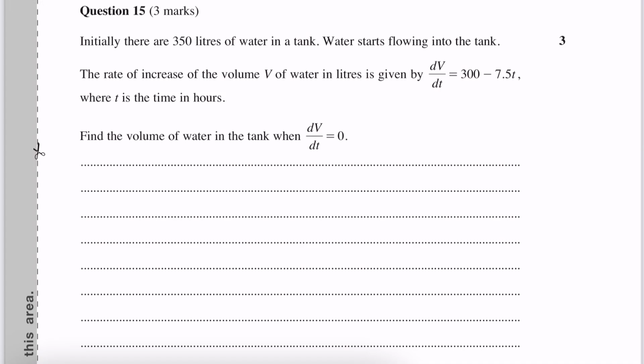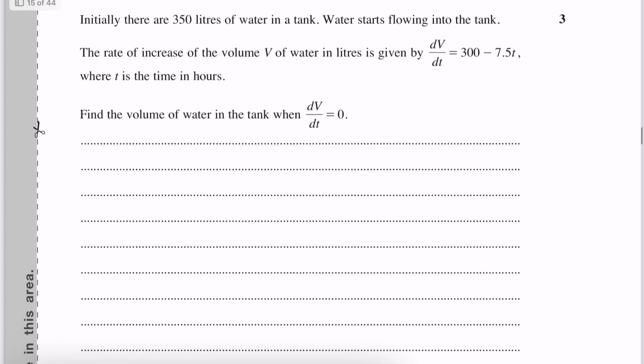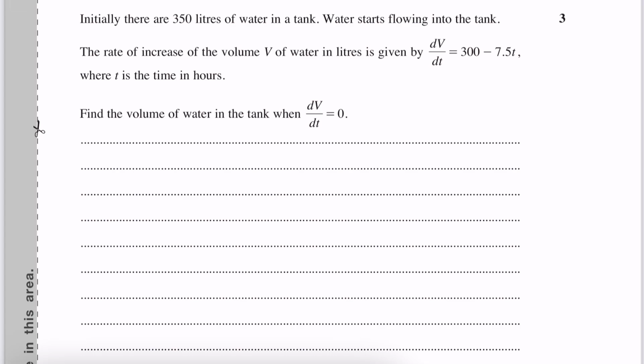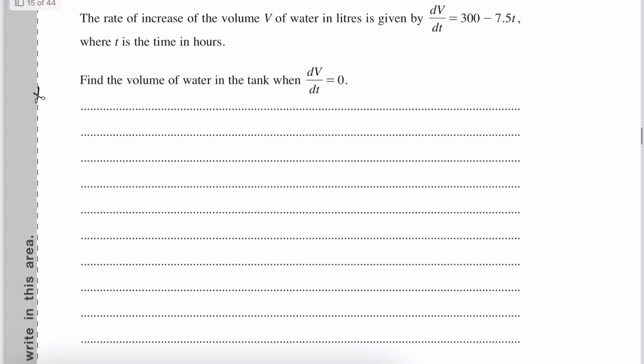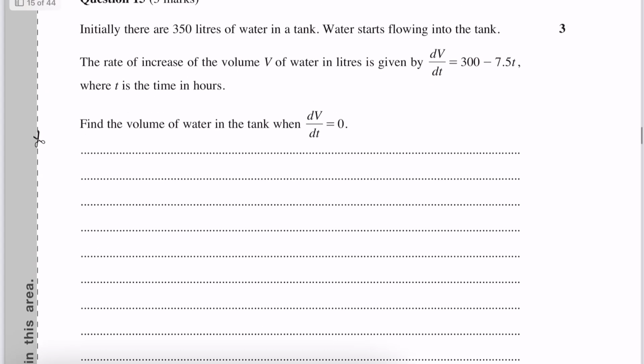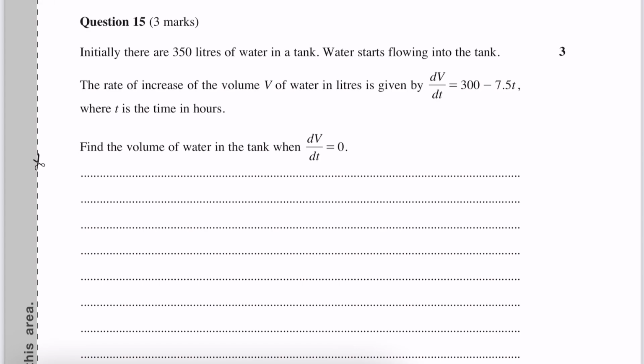Question 15 says, initially there are 350 liters of water in a tank. Water starts flowing into the tank. The rate of increase of the volume of water in liters is given by that formula there, where t is the time in hours. And they say, find the volume of water in the tank when dV/dt equals 0. Okay, so what they give us is dV/dt, and we need V. And we need V when dV/dt equals 0. So that's essentially the breakdown of the question.